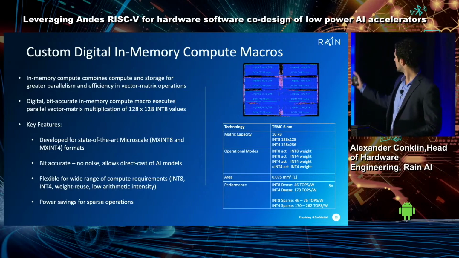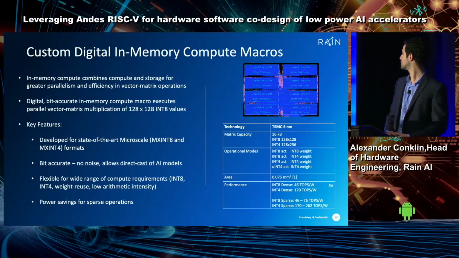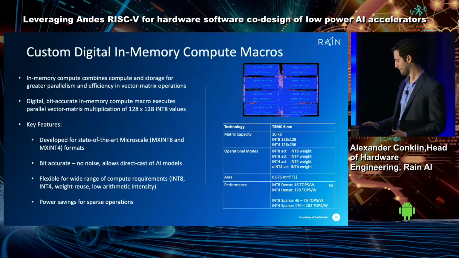On the right, you see a complex of these macros that are in our Puget Sound accelerator, which is taping out in 2 weeks, and a summary of the technology. So it's TSMC 6 nanometers. It can store a matrix of 16 kilobytes, and there's 4 operational modes. The area comes in at just under 0.1 millimeters squared, and it's very performant. So if you have dense int8 operands you can achieve 46 TOPS per watt and go higher as you move to int4 operands and sparse operands.